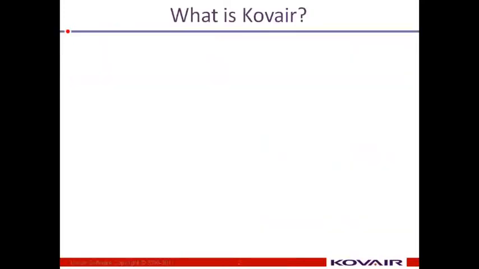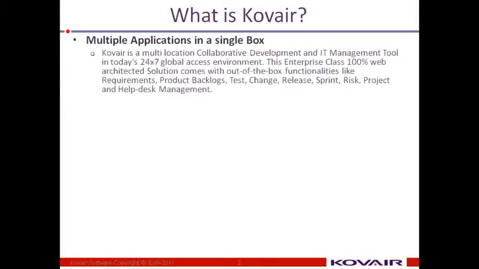So first of all, what is Kovair? Well, first of all, Kovair is multiple applications in one box. Now, what do we mean by that? From an Agile perspective, there is, of course, the Agile development platform, the Agile development workspace, and everything that goes with Agile. But in addition to that, we have a number of other applications that are very key to the development life cycle, and for that matter, any product life cycle. These include things like help desk management, test, change, release, etc. So Kovair has all of those applications in one neat box.